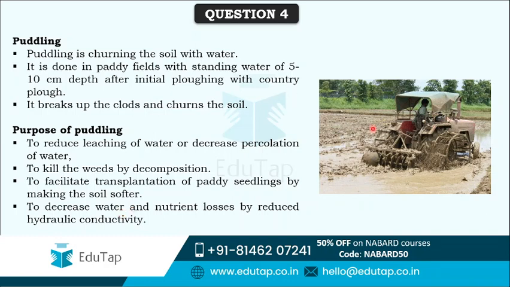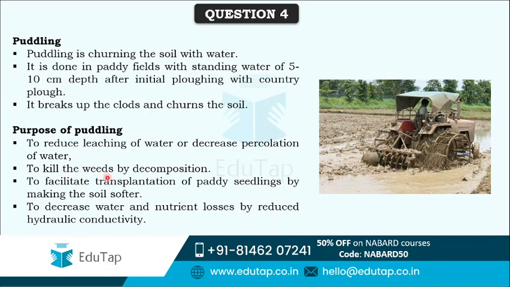So as you can see in this picture, here with the help of a tractor or with the help of equipments, this man is churning the soil with the water, and it is generally done in paddy fields with standing water of 5 to 10 centimeter depth. So 5 to 10 centimeter depth of standing water is required generally for puddling. And what is the use of puddling? It breaks up the clods and churns the soil.